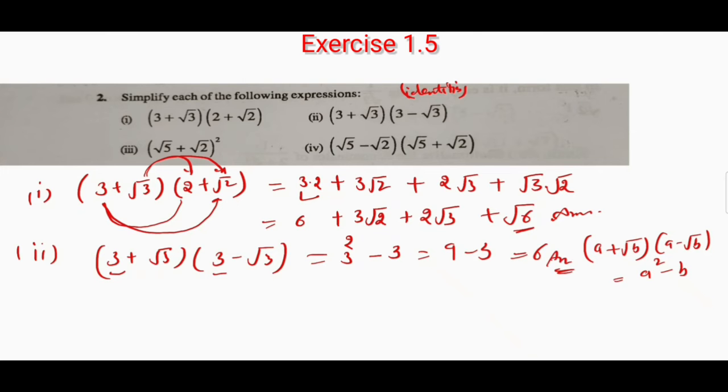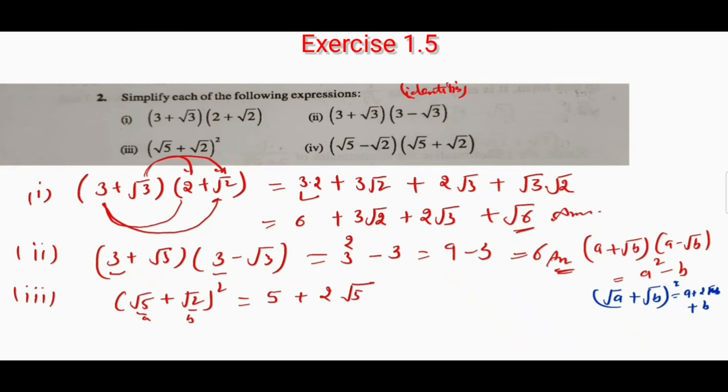6 is my answer. Similarly, the third one is square root of 5 plus square root of 2 whole square. Here I will use this identity: square root of a plus square root of b whole square is equal to a plus 2 square root of ab plus b. Here a is 5 and b is 2. So this will become 5 plus 2 square root of 5 into 2 plus 2, which is 5 plus 2, equal to 7 plus 2 square root of 10. This is my answer.